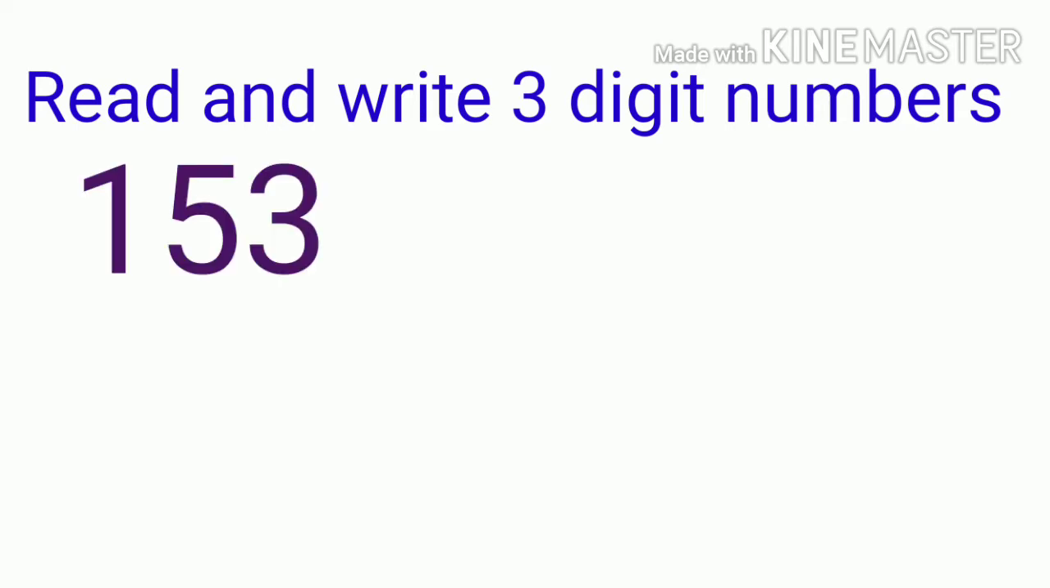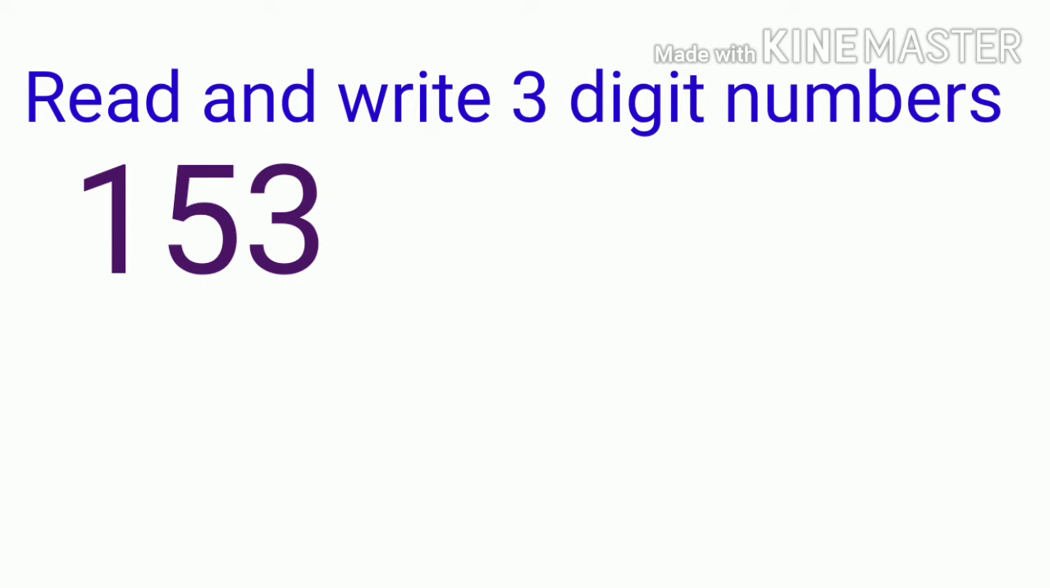Tell me children, how you read this number? It is a 3-digit number, isn't it? Yes, because this number contains 3 digits, that is 1, 5, 3. To read a 3-digit number, first you read the hundreds digit, then read the tens and ones digits together. Let us see. Here you can see the 3 digits are 1, 5, 3.